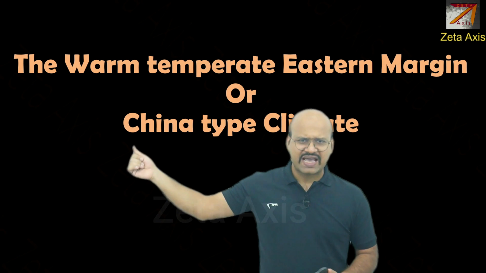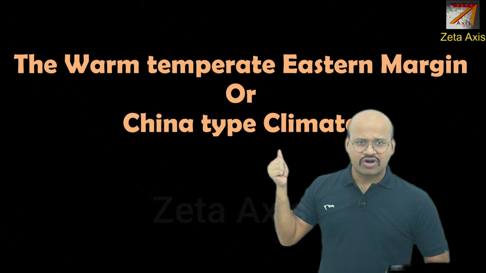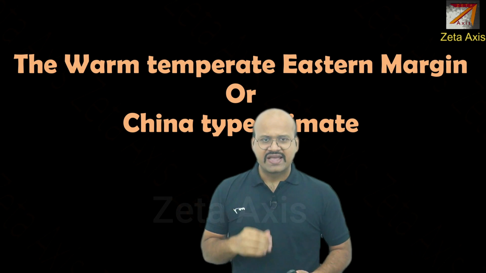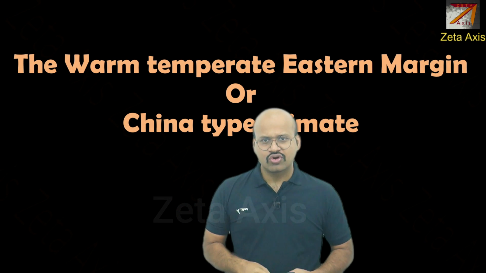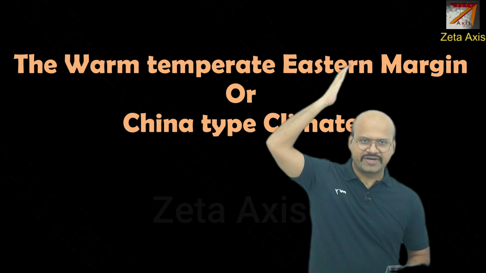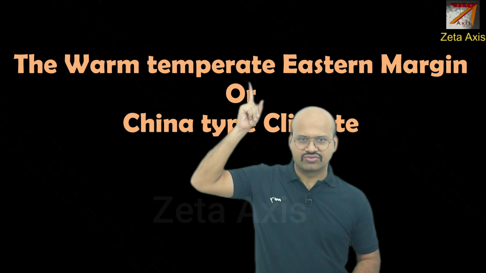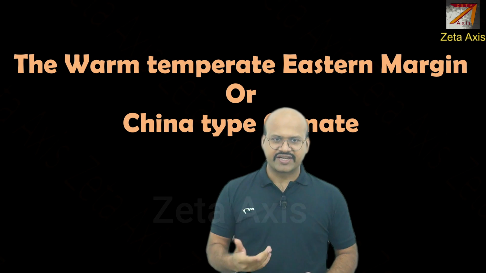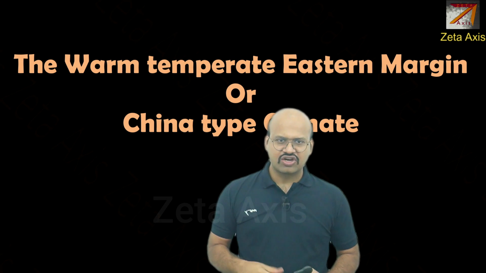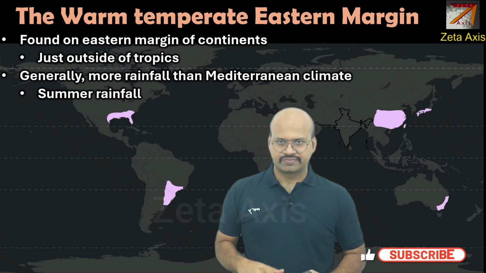Today we are going to discuss the warm temperate eastern margin or China type climate. It is also called the Gulf type climate and Natal type climate. The warm temperate eastern margin climate itself suggests that it is on the eastern margin of the continents in the temperate zone, that is, in the higher latitudes above the Tropic of Cancer or Tropic of Capricorn.